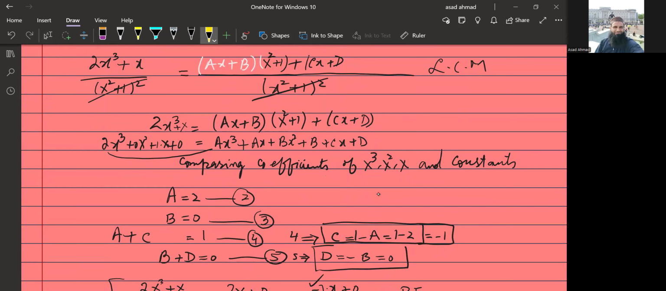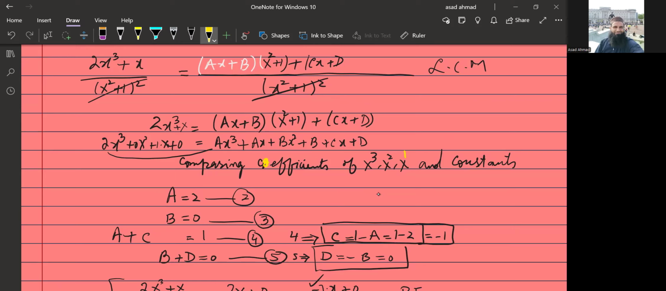All these terms are expanded, and then we are going to compare the coefficients of x cube, x square, x raised to power 1, and constants from both sides. We will do the comparison of coefficients of the power of the variable. On the left hand side, there is 2x cube plus x, so we would write 2x cube plus 0 times x square. We will add 0x square ourselves so that we can do the comparison. And the constant term will also be added as 0.